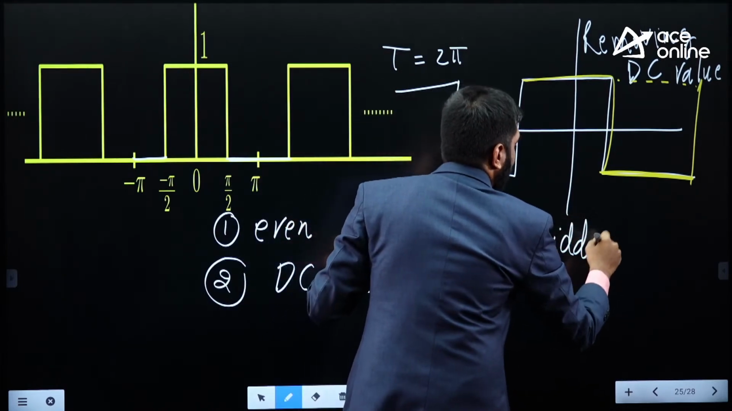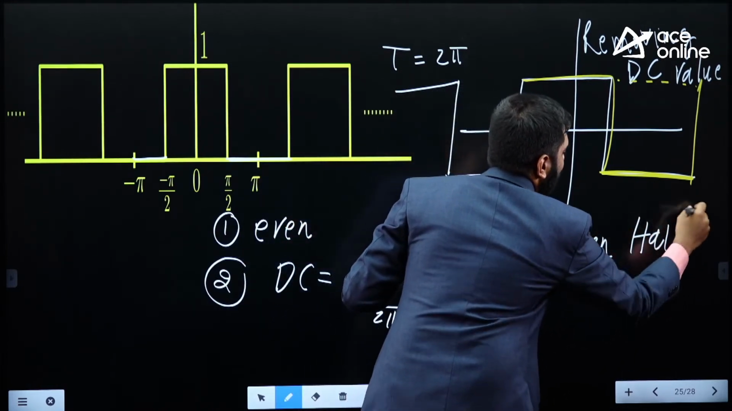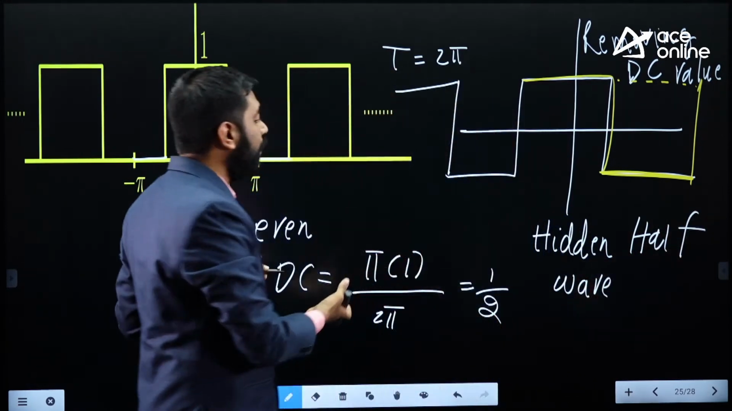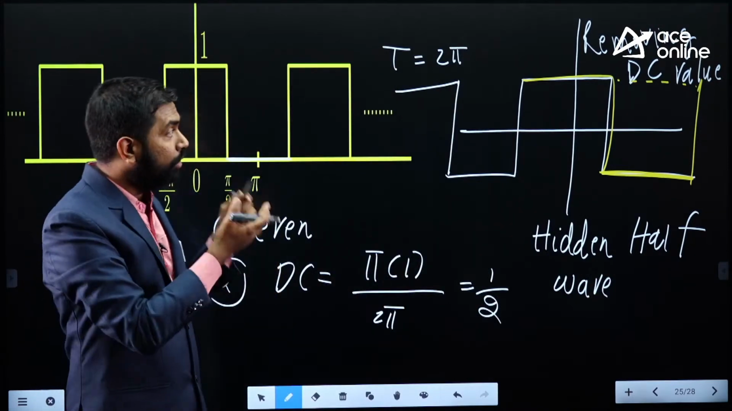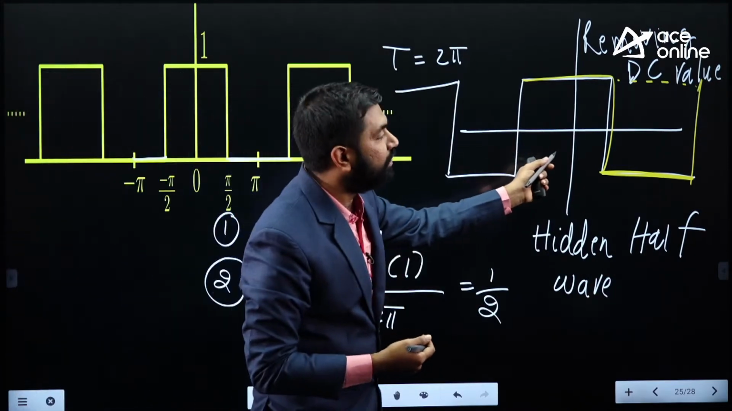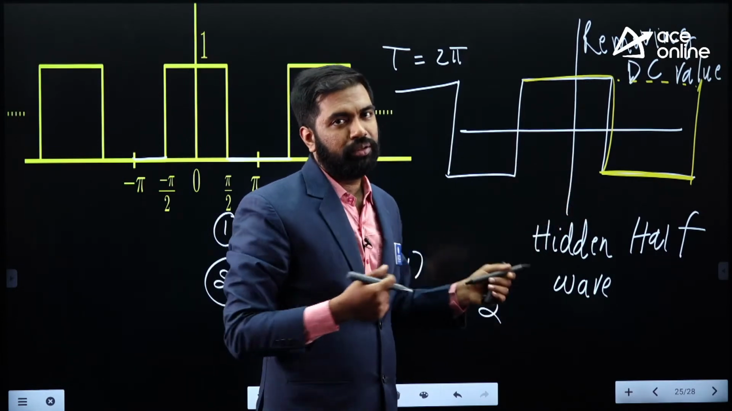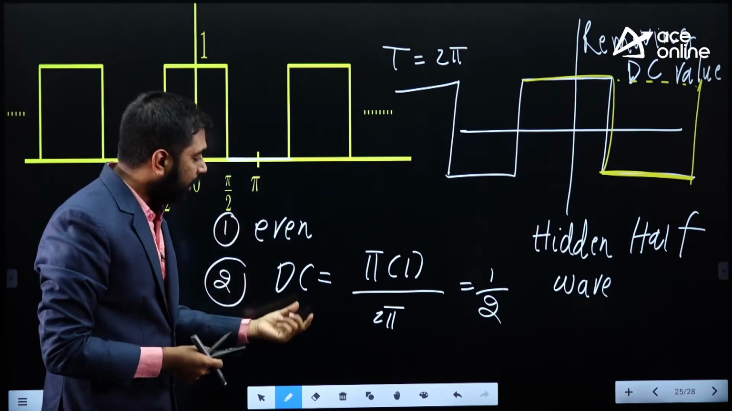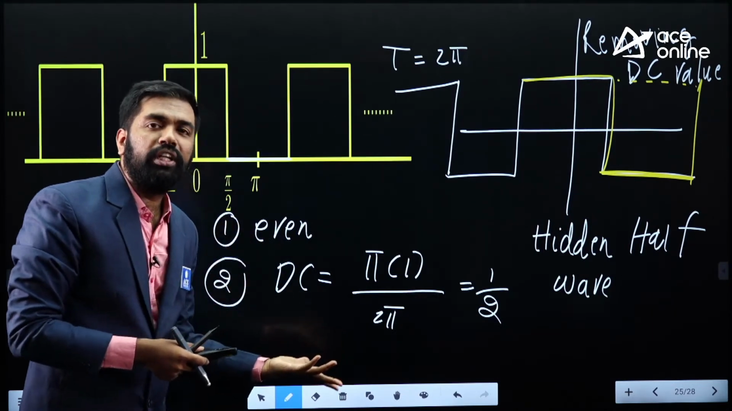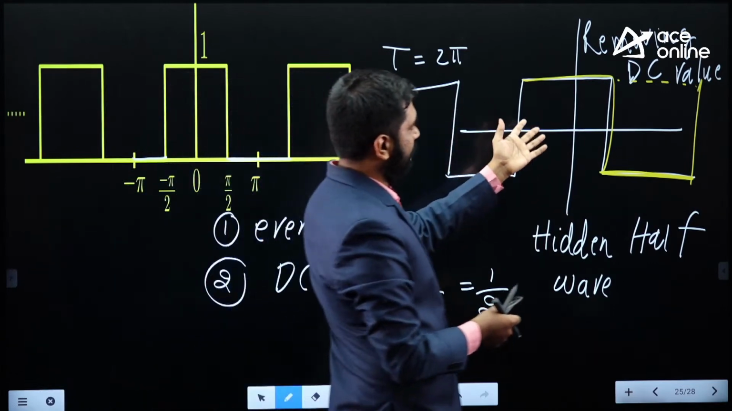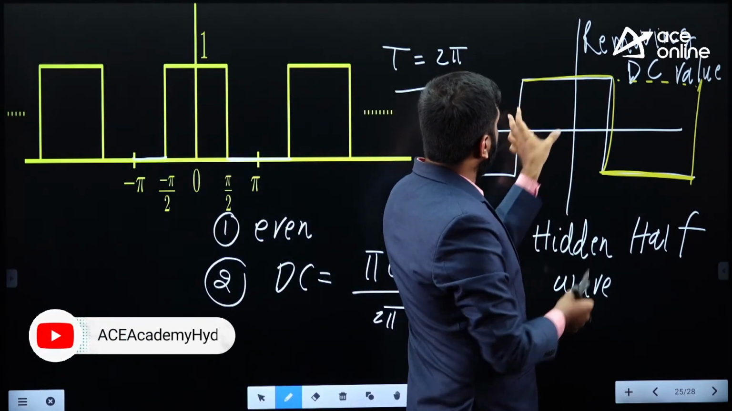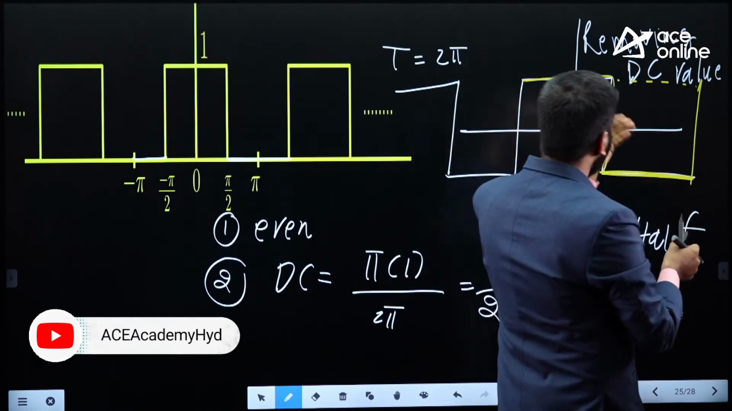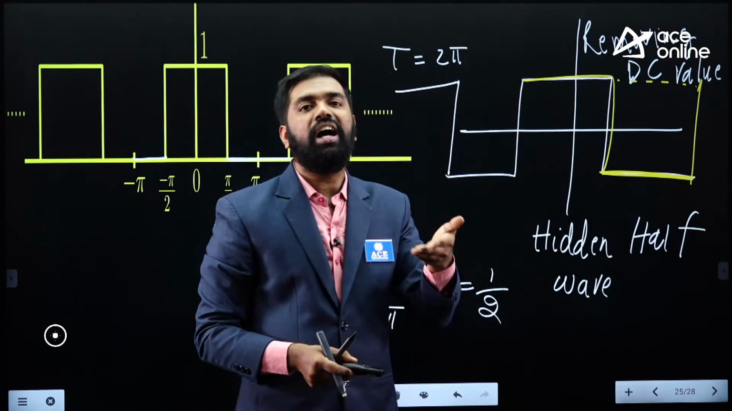Hidden half wave symmetry. So whenever you have some DC value, you are supposed to subtract it, then look at the resultant signal and comment about the additional symmetries. Just by looking at this, we understood that it is even. Then I calculated its DC value and removed it. After removing it, I got this. If you shift this particular portion to the other half and then rotate it about the x-axis, clearly it is half wave symmetry.